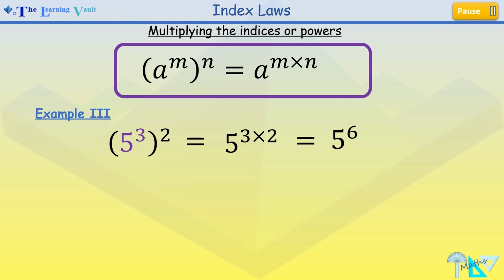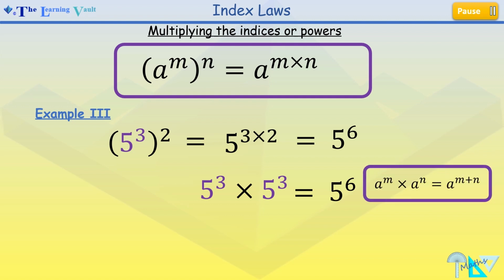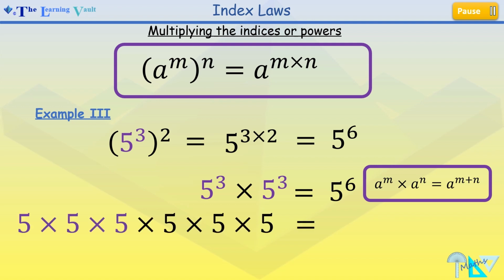To demonstrate further, 5 to the power of 3 all squared is the same thing as saying 5 to the power of 3 times 5 to the power of 3. Now this will give us 5 to the power of 6. Remember, this is based on one of the previous index laws we looked at. To demonstrate even further, you can have a look.